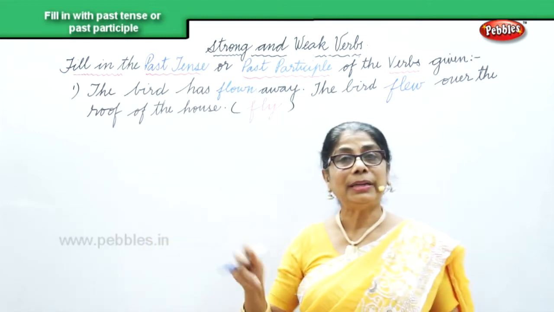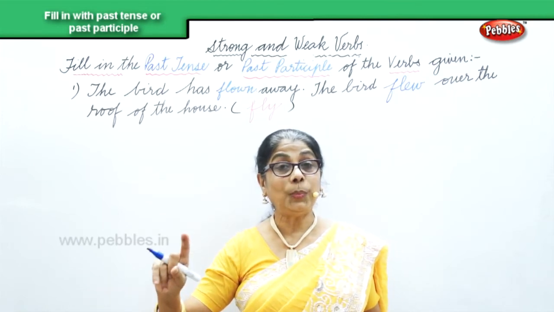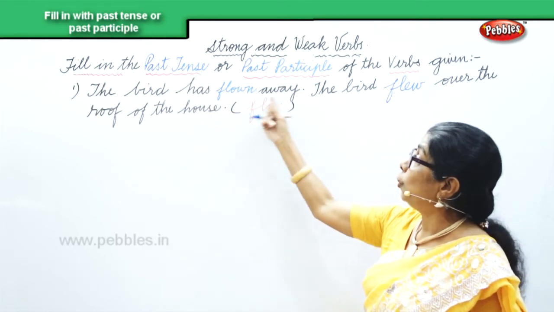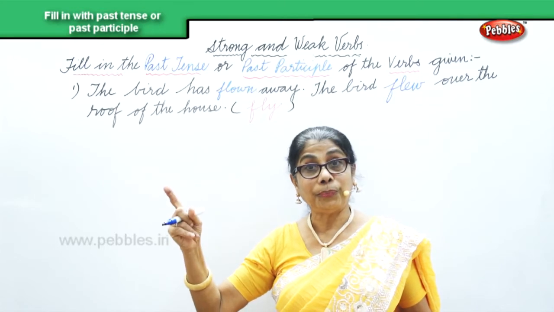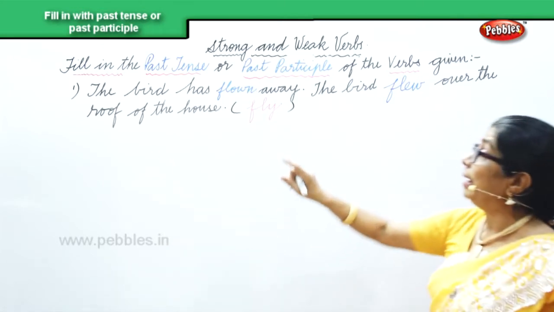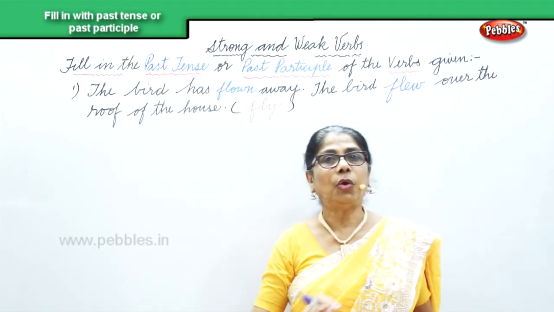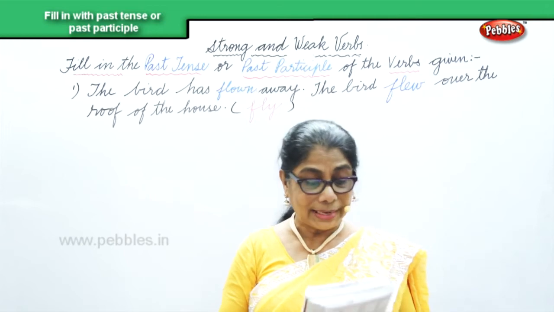The verb given is present. Birds fly. And now we are changing. When you say the bird has flown away, fly, flew, flown. That is past participle. And in the past, you have the bird flew away. All you have to do, read aloud. Good? Now I'll give you another sentence.